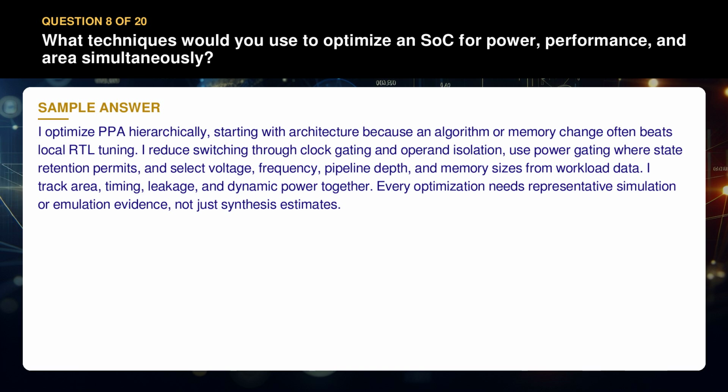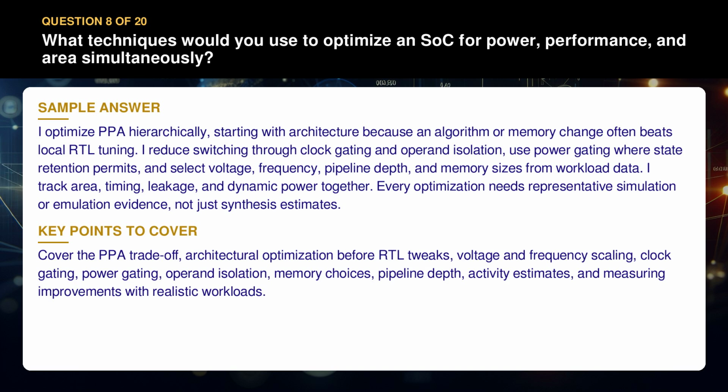I track area, timing, leakage, and dynamic power together. Every optimization needs representative simulation or emulation evidence, not just synthesis estimates. Cover the PPA trade-off, architectural optimization before RTL tweaks, voltage and frequency scaling, clock gating, power gating, operand isolation, memory choices, pipeline depth, activity estimates, and measuring improvements with realistic workloads.